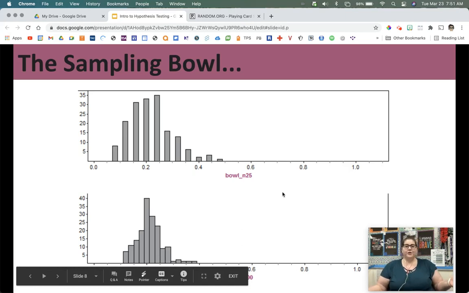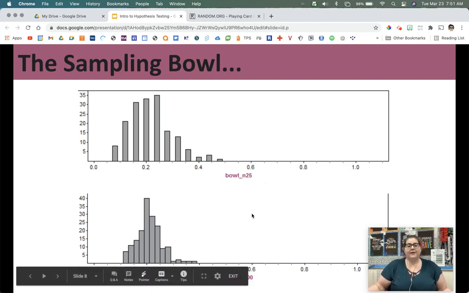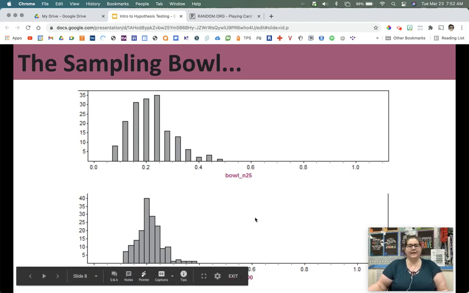So if I told you that I went to that sampling bowl and I picked a random sample and I got 60% reds, right? If I look at my graphs that are telling me what I can expect if it were really true that 21% red beads were in the bowl, is 60% red in a sample very likely? Not really. Is it possible technically? I mean, yeah, it's possible, but it's not very likely.